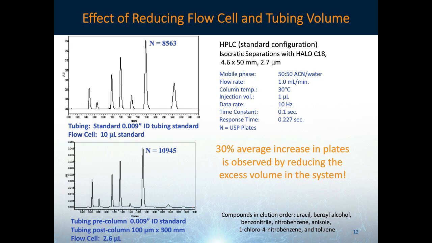So depending on what HPLC or UHPLC system you're using, you can really see some big advantages just by going to a smaller flow cell and shorter tubing with smaller IDs.